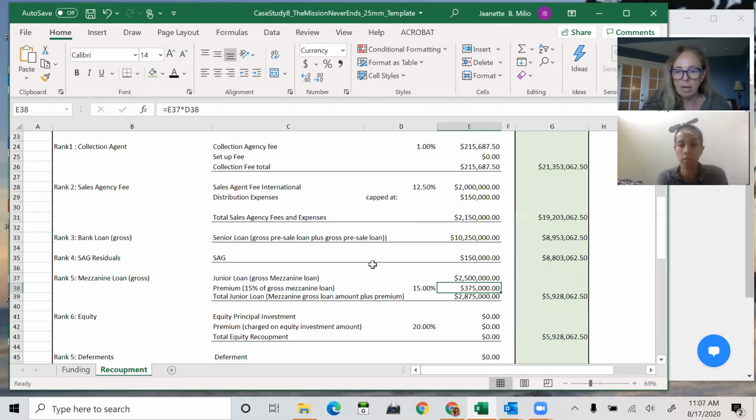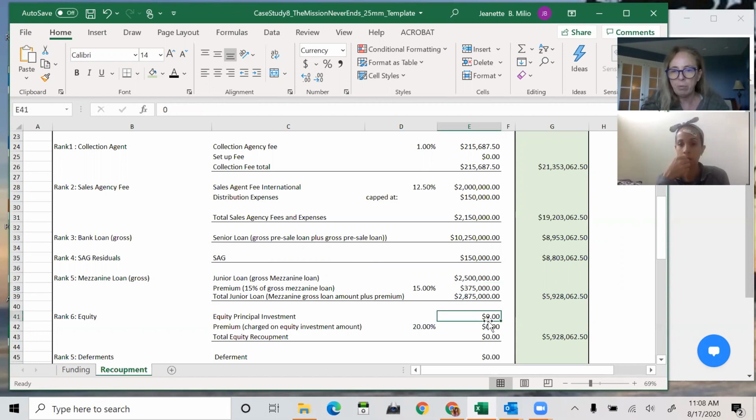Okay, fine. Now the guy had a 15% premium that he wanted, so I'm adding that here. So that's why we're paying $2,875,000, because I'm adding 15% of 2.5 million here, right? Yep. So now we're down to $5,928,062 right now in our waterfall.